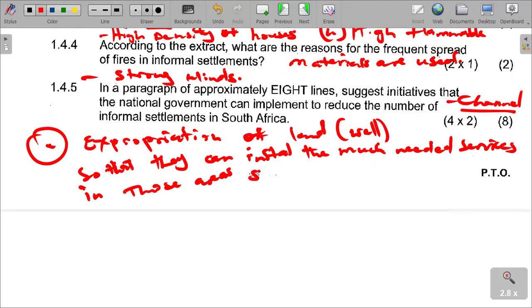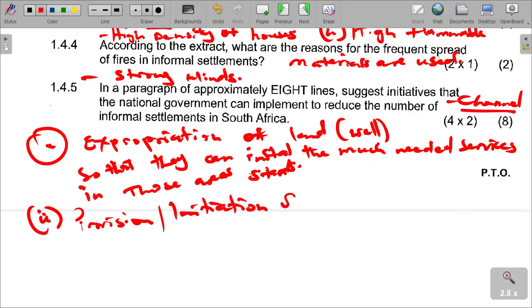In those areas, we are talking about those stands. The stands must have the services that are needed by people there. People must have the services at their stands there. We can also talk about housing projects, provision or initiation of housing projects. Housing projects will help to accommodate people with proper housing that cannot cause the fires that we are talking about.